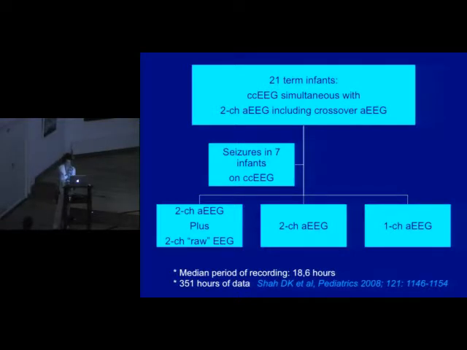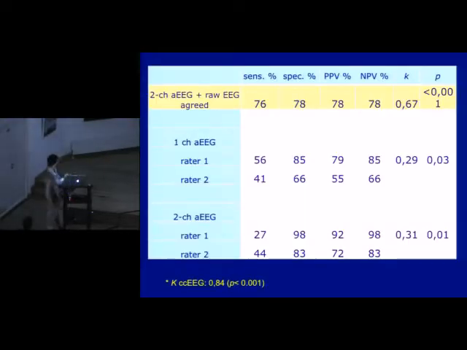So if we look at two-channel EEG with access to the raw EEG, what do we find then? This was addressed by Shah. And here you see, if you have a two-channel EEG and aEEG, and you have access to the raw EEG, then your sensitivity and specificity is quite good.